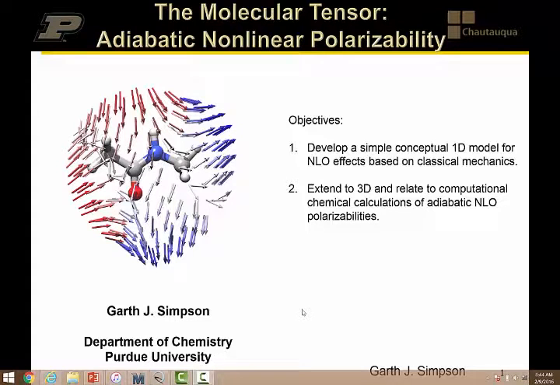Welcome. On the agenda for today is the development of a simple, intuitive, classical description for the molecular polarizability and nonlinear polarizability. So we're going to come up with an intuitive one-dimensional description of how and why frequency doubling can arise and frequency mixing as well, and then extend that to 3D and then explore how these classical models actually play out in terms of quantum chemical calculations.